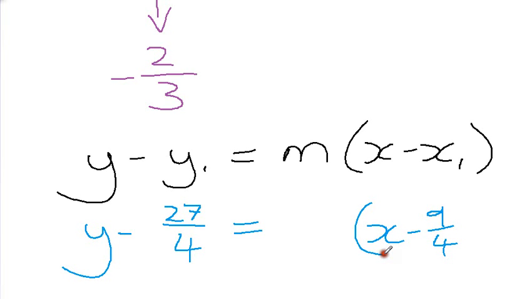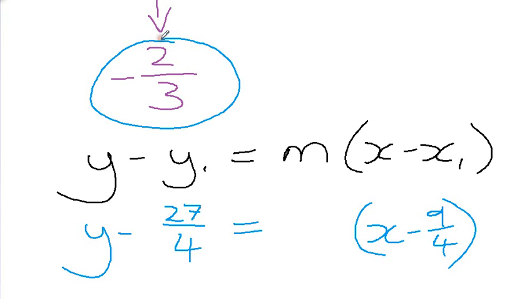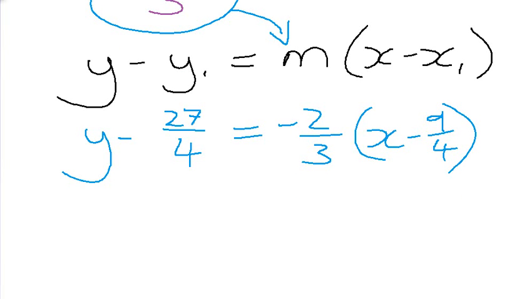Do this. Here we go. And then our gradient of the normal is going to be this here, so minus 2 over 3, like that. And then it's just algebra, just timesing it out, just playing with it until you get it into that form that they asked for it in.